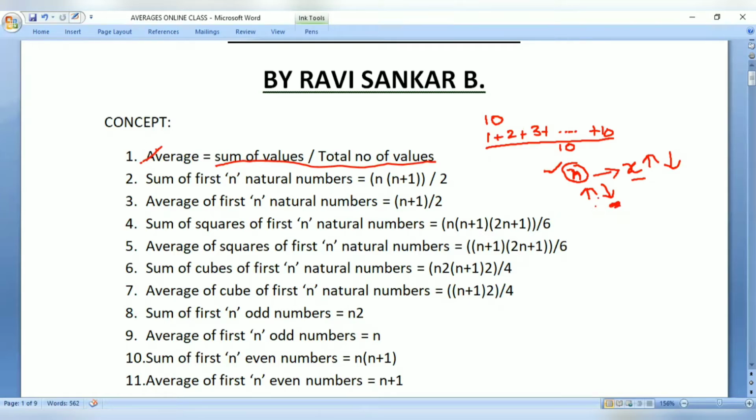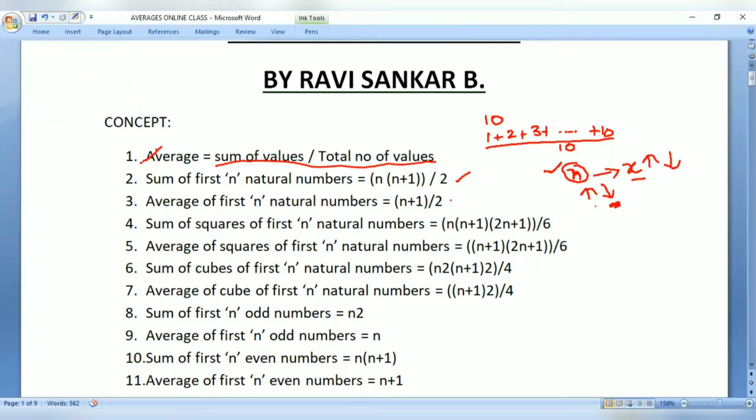To a group of elements, after calculating the average, if a new person or new component is added, irrespective of its weight, the average will increase. If to a group of elements whose average is already calculated, you are excluding one or some elements, irrespective of the value, the average will decrease. This is the fundamental concept.